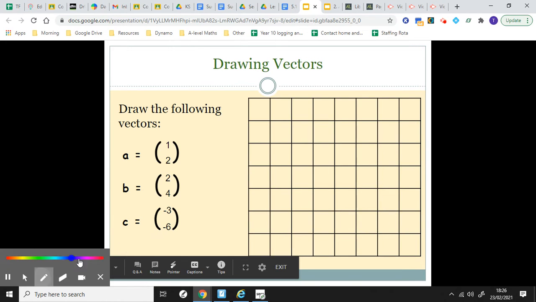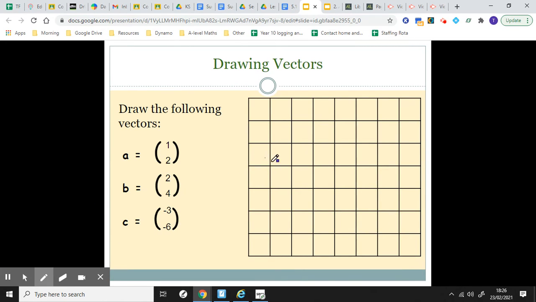So first of all, I'm going to do these ones and you're going to do some others. I'm going to draw A, which is (1, 2), same as yesterday, 1 across, 2 up. Then (2, 4), I'm going to start in a different position, 2 across, 4 up, and then we have this vector. So that's vector B, this is vector A, and vector C is (-3, -6), which is this vector. Okay, so we have these three vectors, A, B, and C.